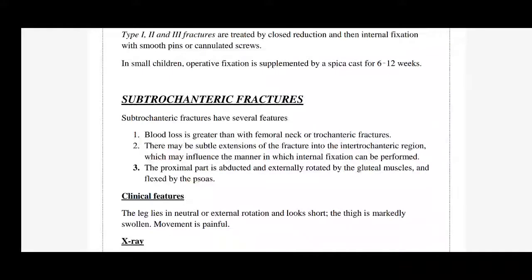Another subject is the subtrochanteric fracture in adults. It is a very important fracture. It has several features. Number 1, the blood loss is greater than that of the intertrochanteric and neck femoral fracture. Number 2, there may be subtle extension into the trochanter and piriformis, and this will alter the kind of treatment and modality of fixation which is needed.